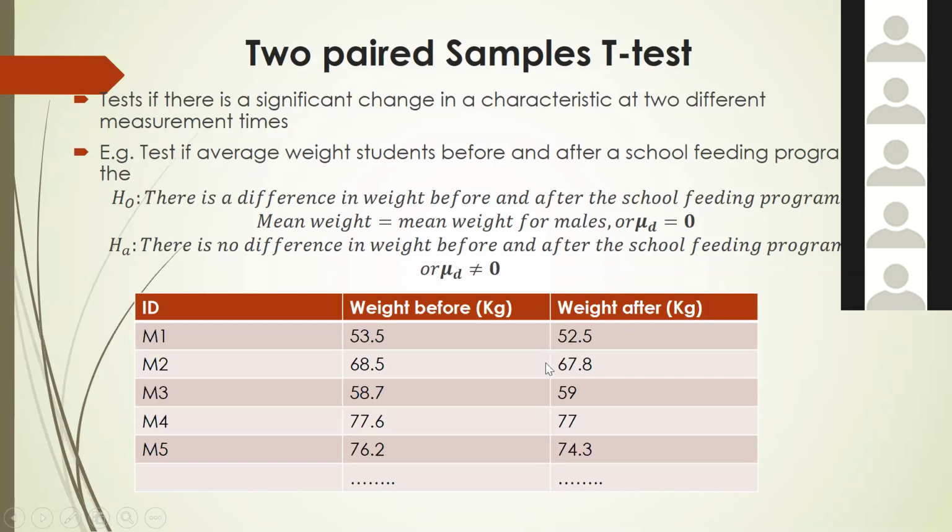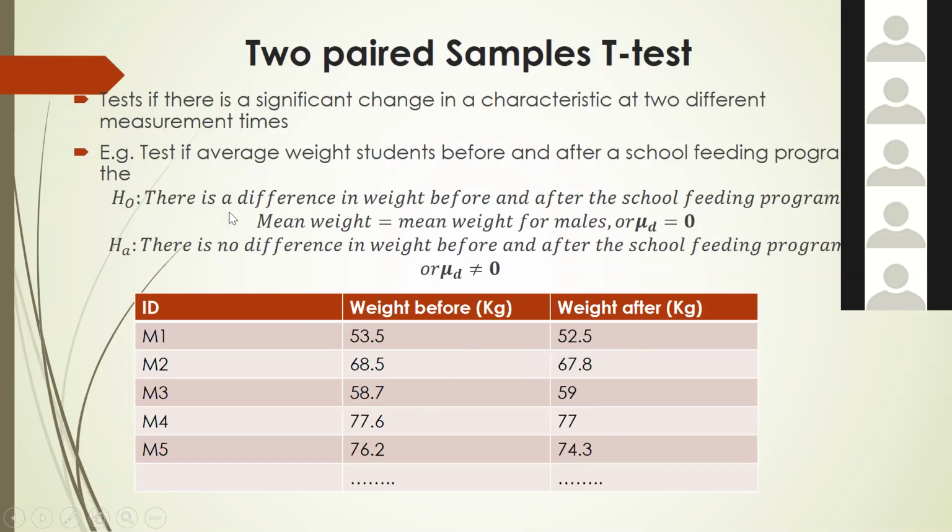If it is significant, then it means probably the school feeding program was important, or it was sufficient, or it did some work. If the difference is not significant, then the school feeding program probably was just not important as far as gaining weight is concerned. So we are saying we want to test if the average weight of students before and after the school feeding program is different here. Not is there, but if it is different.